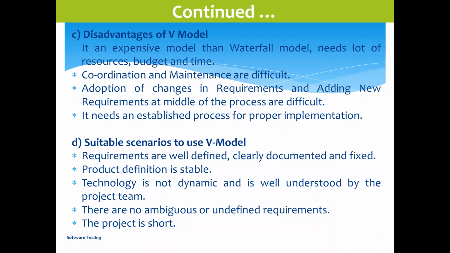All should be stable. The technology is not dynamic. They should not be asking that today you can use Java, and after 1 month you can use Python. After 1 month they tell you automation. After 1 month they tell you manual. This should not happen. Whatever you are doing from starting to ending should be fixed. Then there are no ambiguous or undefined requirements. So what is not mentioned, they should not expect.